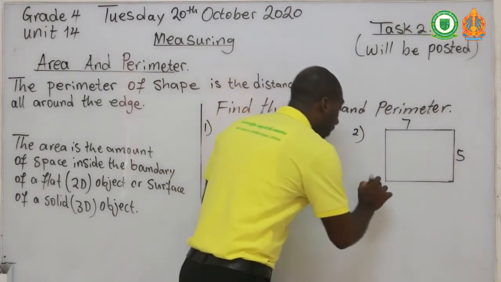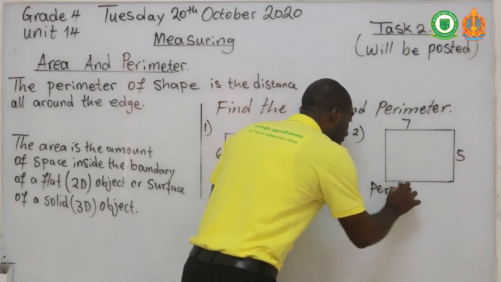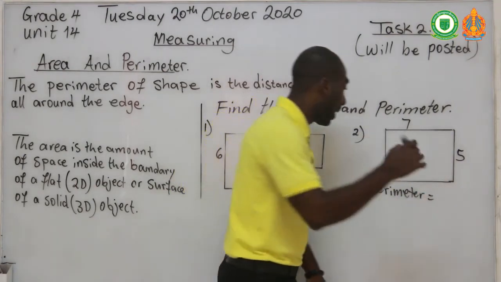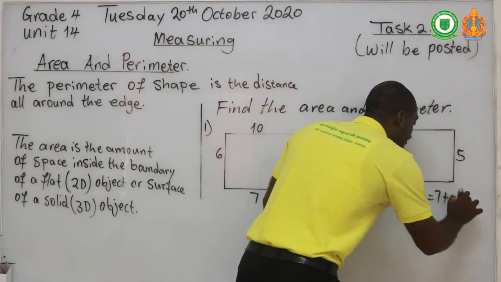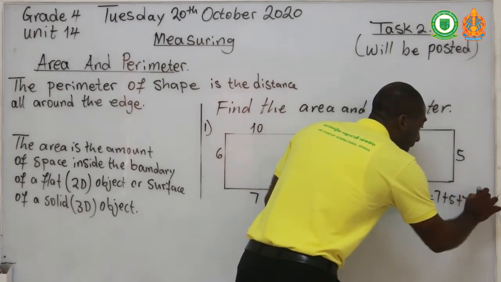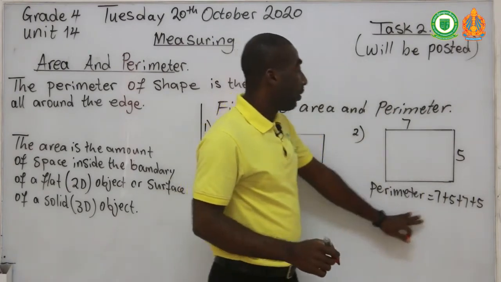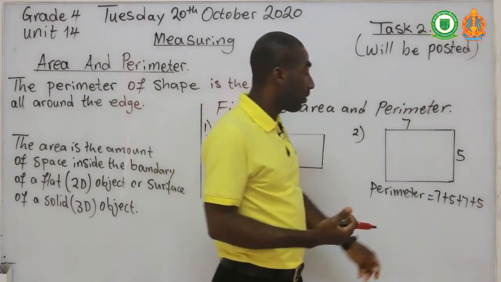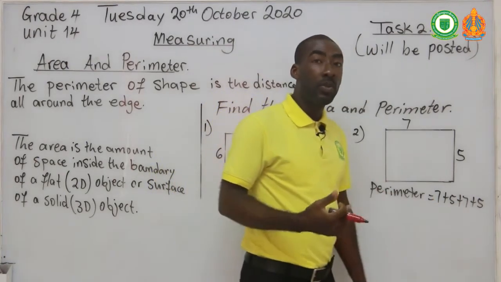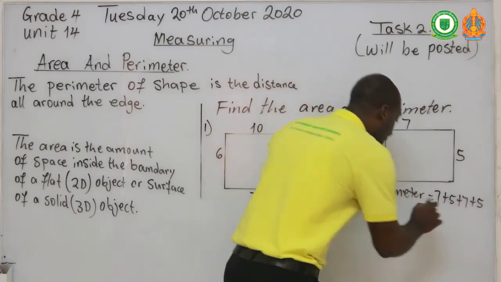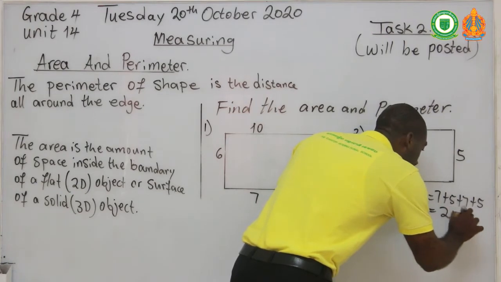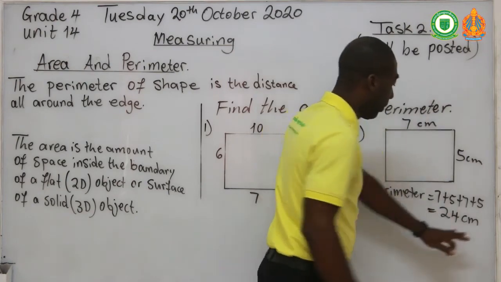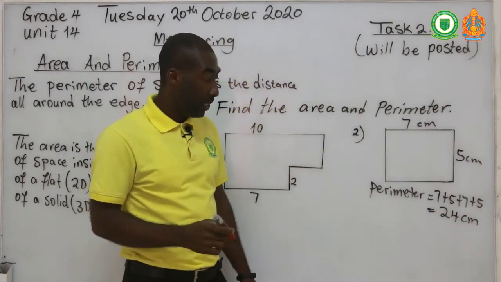So first, we know that our perimeter is equal to all the lines. So we have 7 plus 5 plus 7 plus 5. Okay, so always you need to group your numbers so that it becomes very easy for you to do your calculations. Okay, so 7 and 5 will give you 12. So 7 and 5 will also give you 12. So 12 plus 12 will give you 24. Don't forget to bring your cm. Okay, so this will be our perimeter.